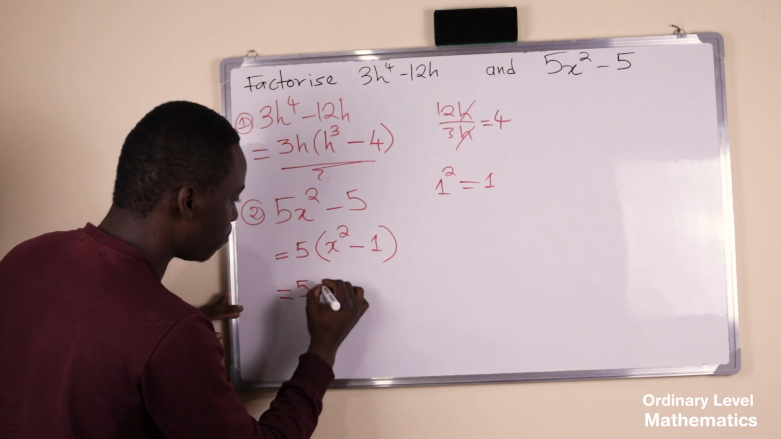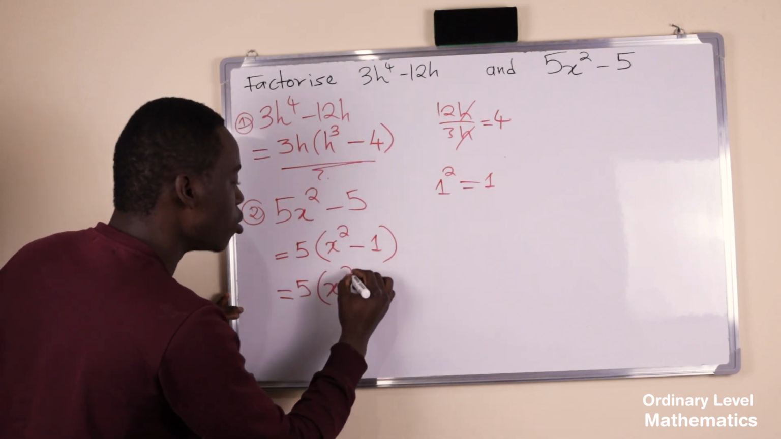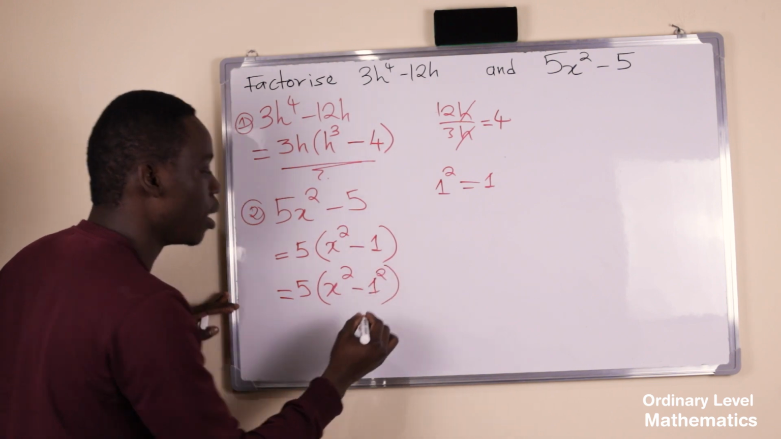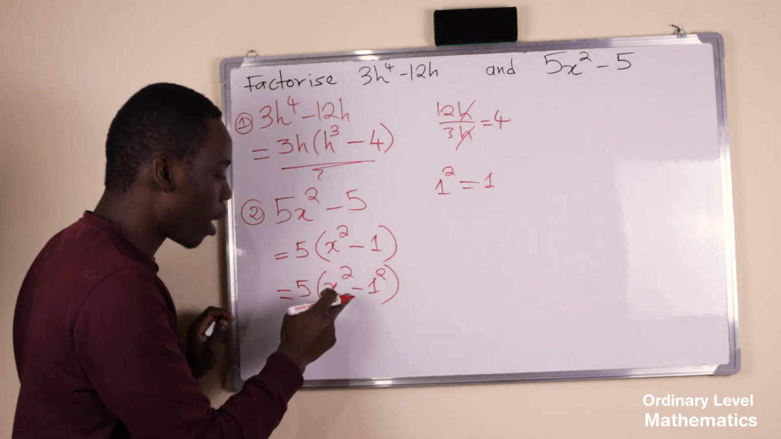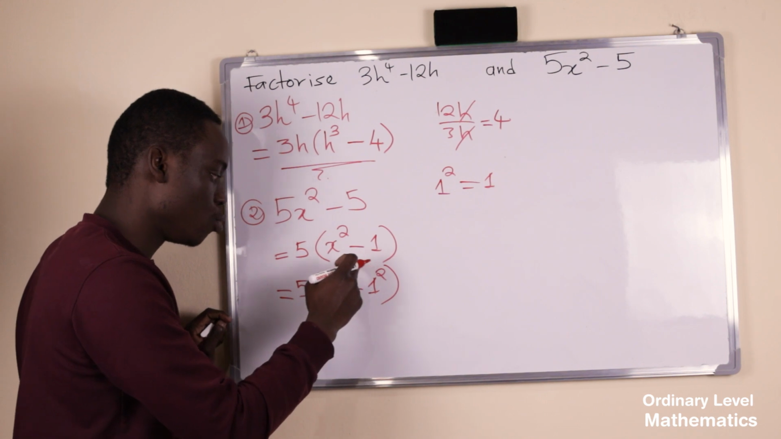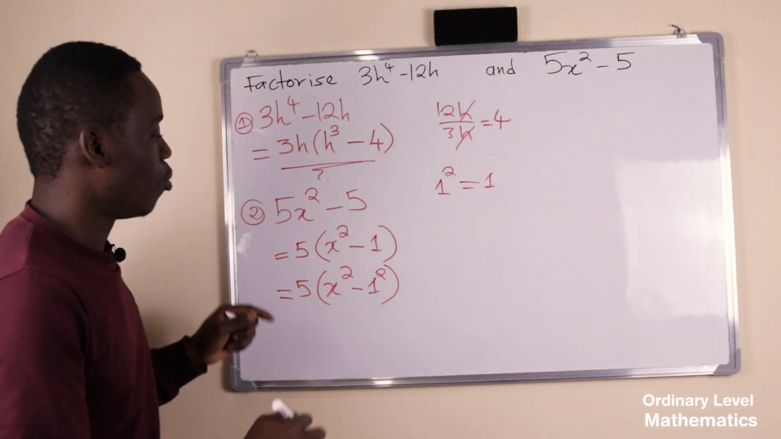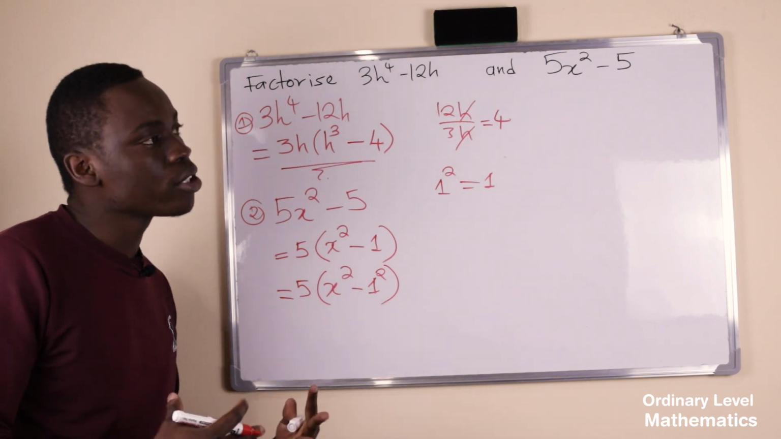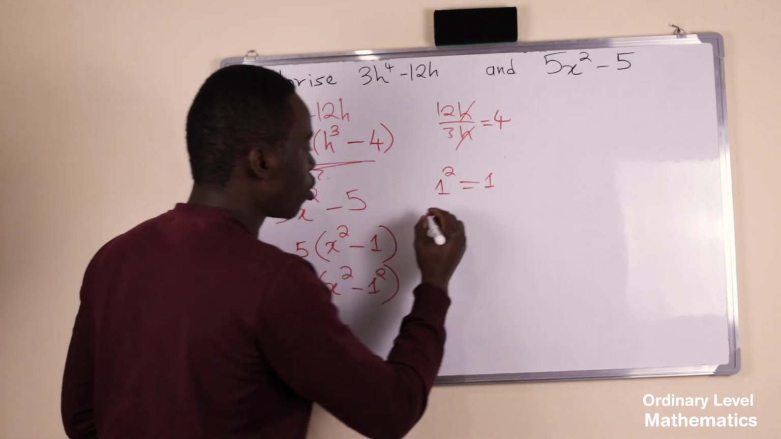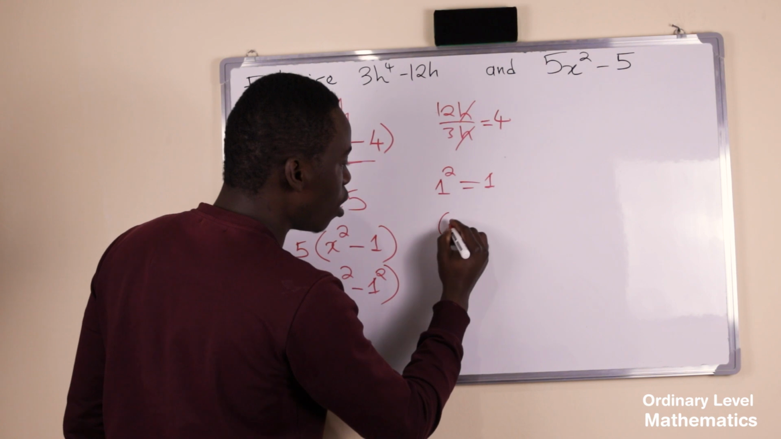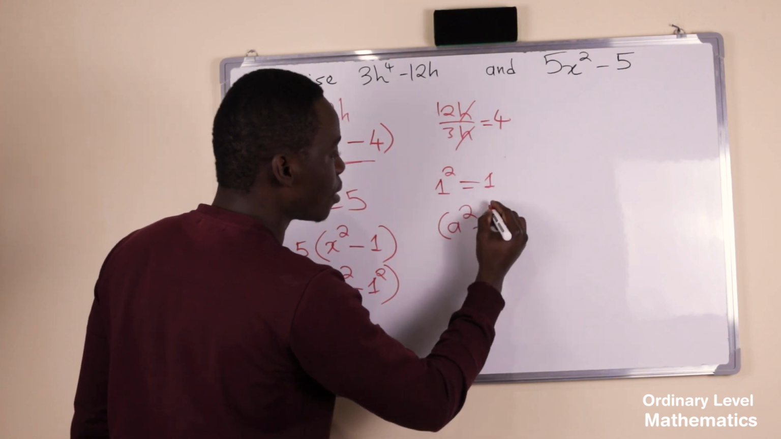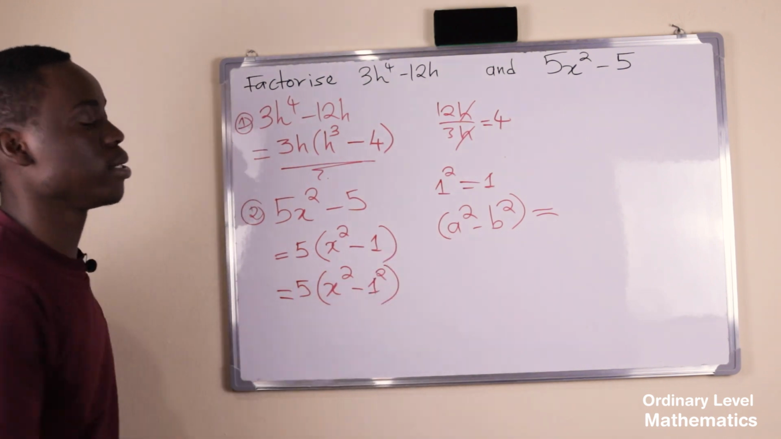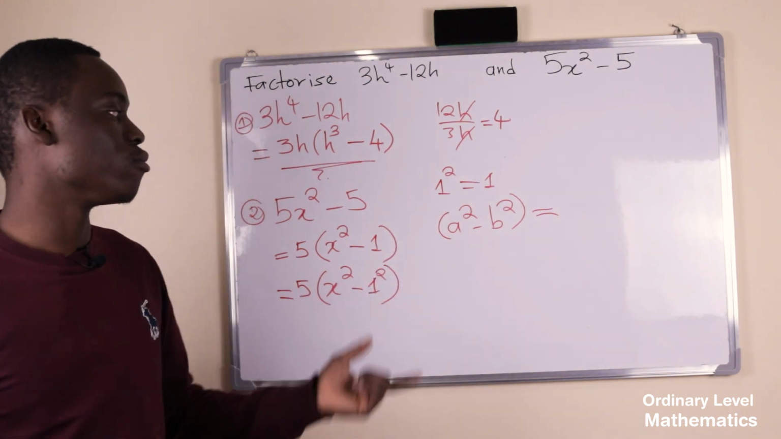This will be 5x to the power 2 minus 1 to the power 2. What do we have here? We have the difference of two squares. Now, when it comes to the difference of two squares, how do you do or solve or factorize the difference of two squares? So the difference of two squares given a squared minus b squared. How do you factorize this using the difference of two squares?